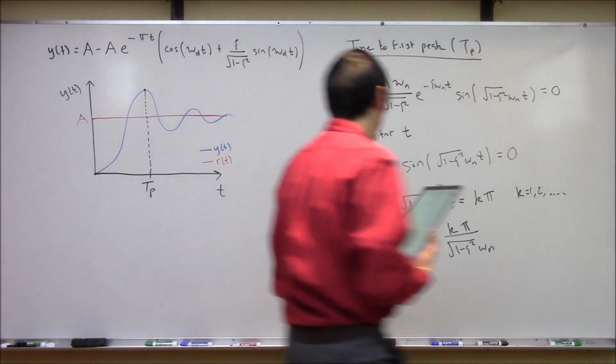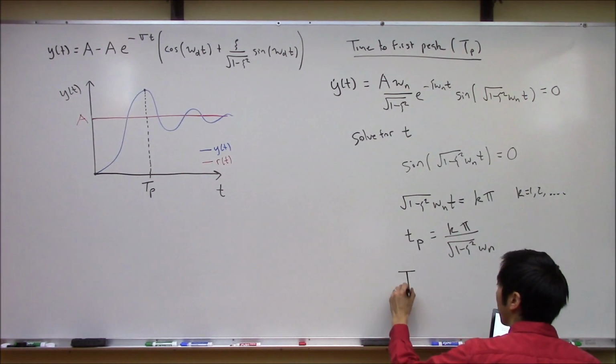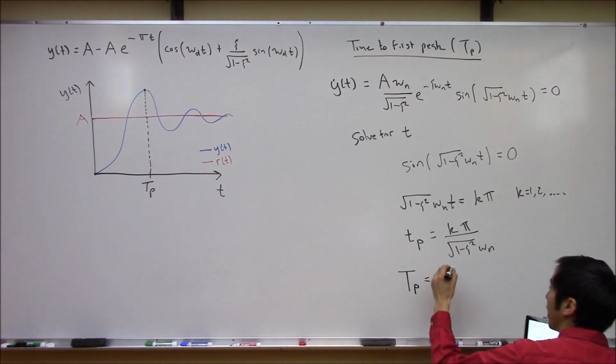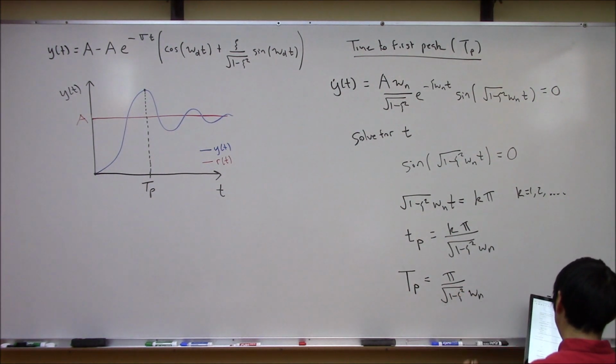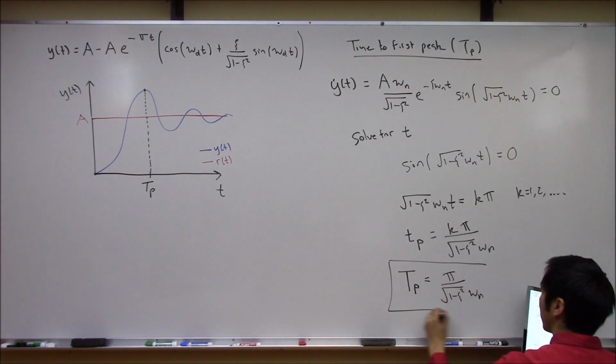So the time to first peak, which we were calling capital T_p, is just k equals 1. So we end up with pi all over the square root of 1 minus zeta squared times omega n. Right? Great. So let's box this up here.